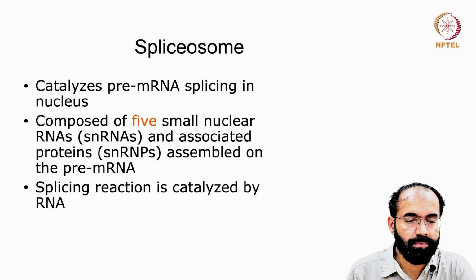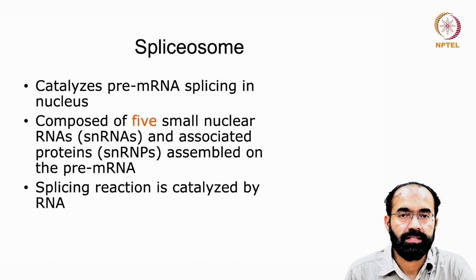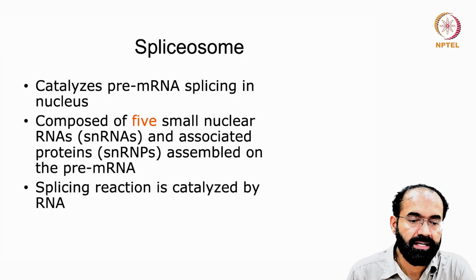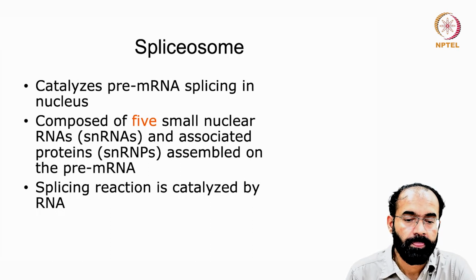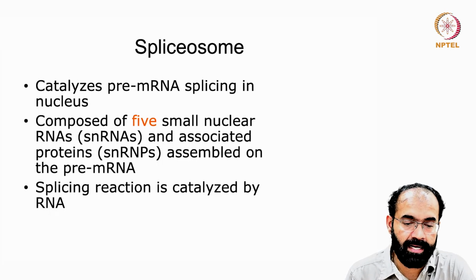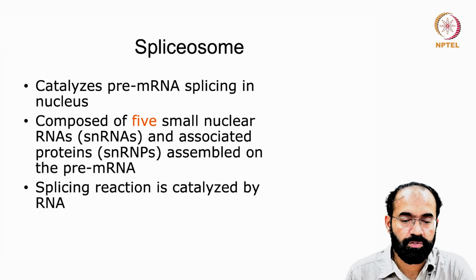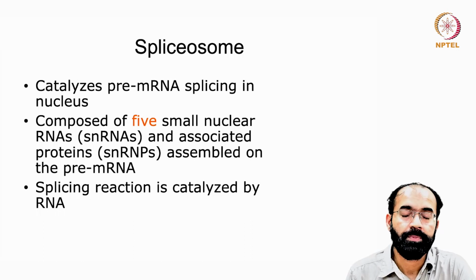Now the spliceosome in general has components that are both RNA and protein in nature. It catalyzes the pre-mRNA splicing, usually taking place in the nucleus. It is composed of 5 small nuclear RNAs. We call them snRNA because they have a role in the formation of the spliceosome, and they have associated proteins, and the snRNAs are now referred to as snRNPs, and they assemble on the pre-mRNA in a stepwise manner.